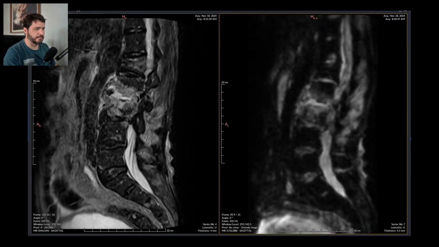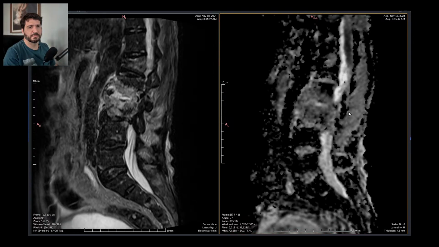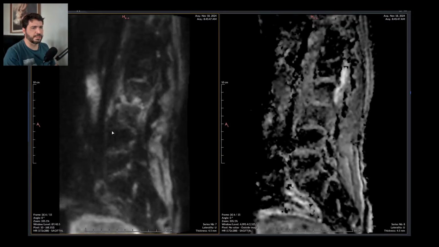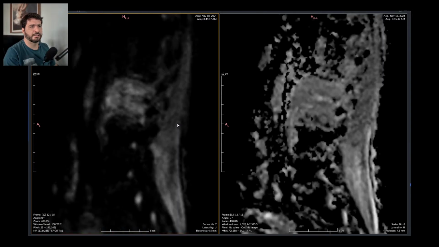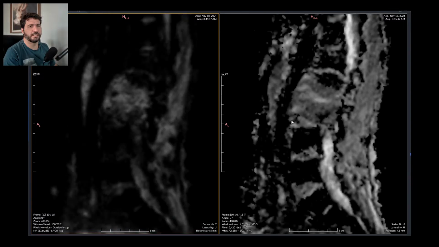Oh, no ADC map. Oh, the ADC map is really bad. It's supposed to be, it's B50. This is the B600. Right there is there. I suppose there is some restricted diffusion, a broad restricted diffusion right there. Though this could be indeed infection.